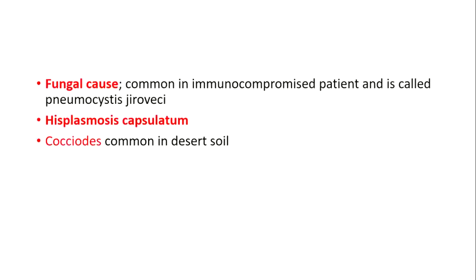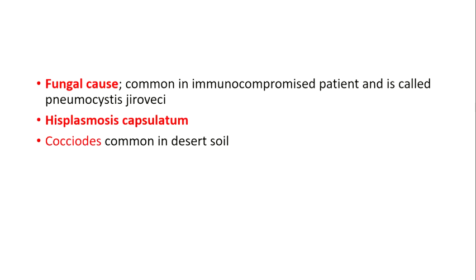Let's continue. We have some fungal causes, and they include people who are immunosuppressed or immunocompromised. Pneumocystis jirovecii type of pneumonia is common in people who have HIV and AIDS. So fungal causes are more common in people who are immunocompromised. We have another type of fungus called Histoplasma capsulatum. We have what we call coccidioidomycosis, common in desert soil. So these are the different types of causative agents of pneumonia.